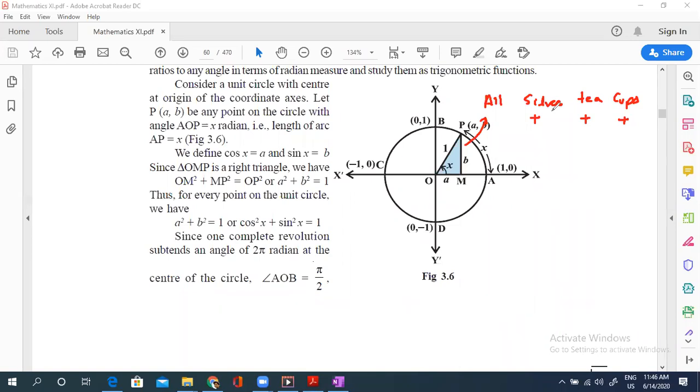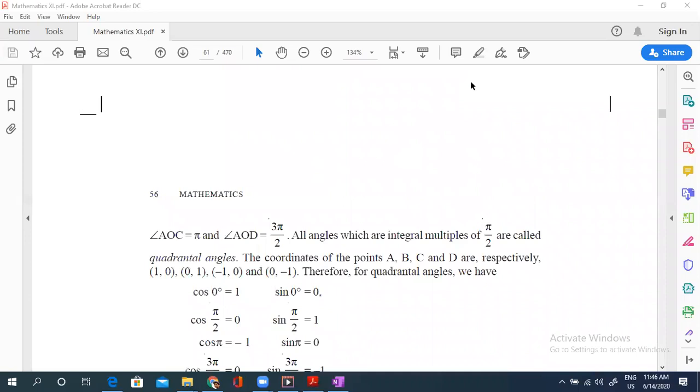Second quadrant, sine and reverse of sine, right? Sine means cosec also, है ना? Then third quadrant, tan positive. Fourth quadrant, cos positive. Got it? Everyone got this concept, right? Okay, very good.